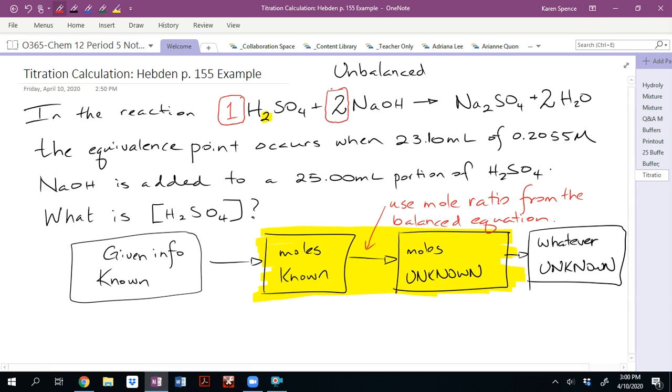Okay, so any titration problem will be along the lines of this 3-step process. Convert first into moles of your known, second, convert into moles of your unknown, and third, you're going to do whatever the question asks you for with those moles of unknown. Okay, so let's do this. What is our known substance here? Pause the video and think about that for a moment.